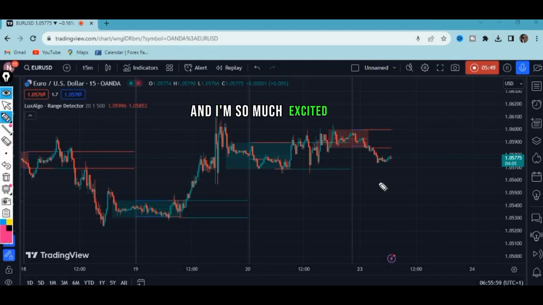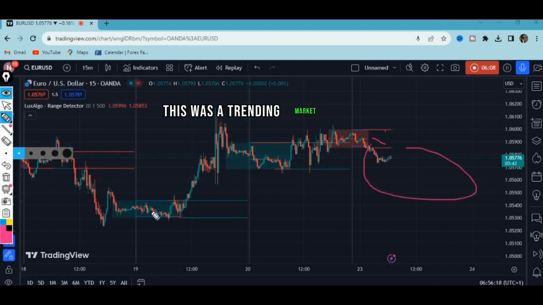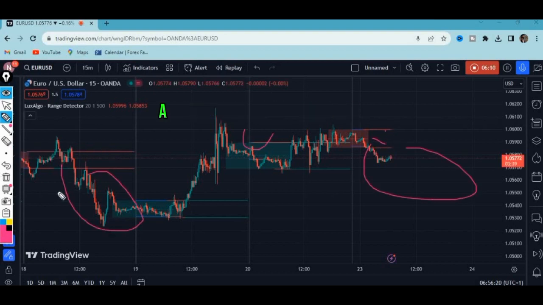And I'm so excited because this is the simplest way you can use this indicator. Ranges are super important as far as forex trading is concerned, because I've told you the market moves from a consolidation phase, then it starts to trend. Also, if you look at this, it happened. This was a trending market here, a trending market here, a trending market again.